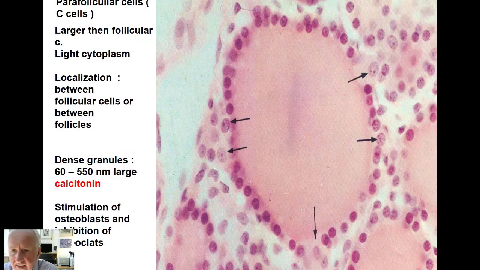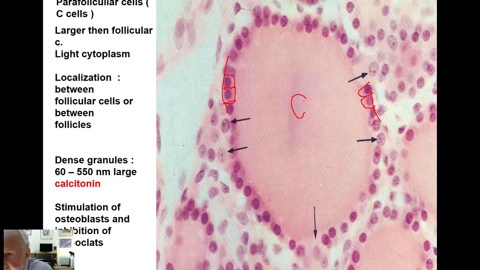Here you see nicely the colloid in the follicles. This is the colloid, the mass. You see nicely the cuboidal shape of the follicular cells. Here is the basement membrane. So here are dominant cuboidal shaped follicular cells. You see capillaries around, the lumen of capillaries, just near the basement membrane.